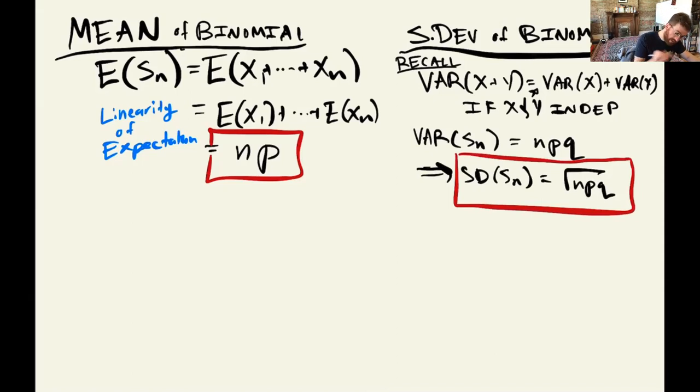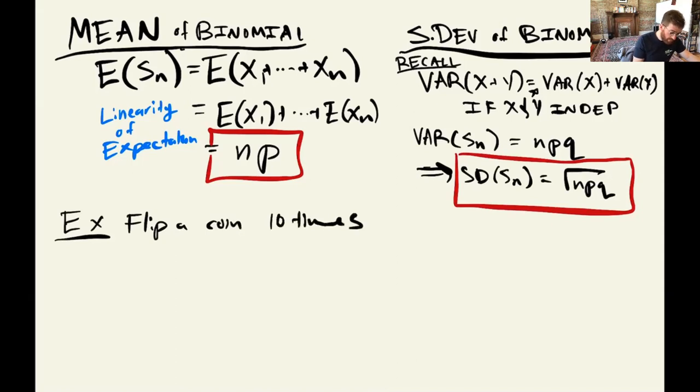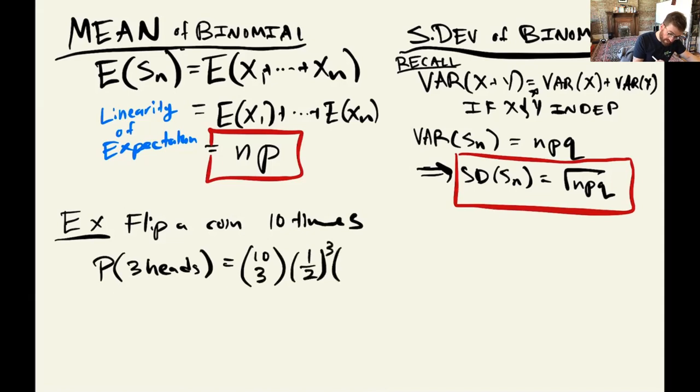Again, just to give you an example, when do we use the binomial? Suppose I flip a coin 10 times. What's the probability of three heads? Well, remember, I have to choose three of the 10 flips to be heads, and there are 10 choose three ways of doing that. And then I need to multiply by the probability of those three heads, which is a half raised to the third. And then I need the probability of the complement number of tails, which is 1/2 to the 7th.